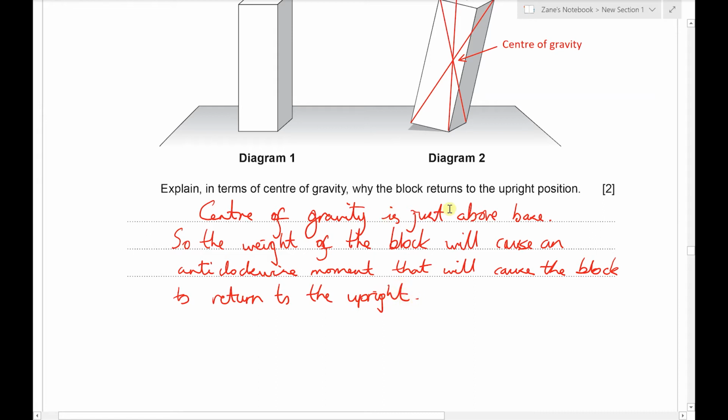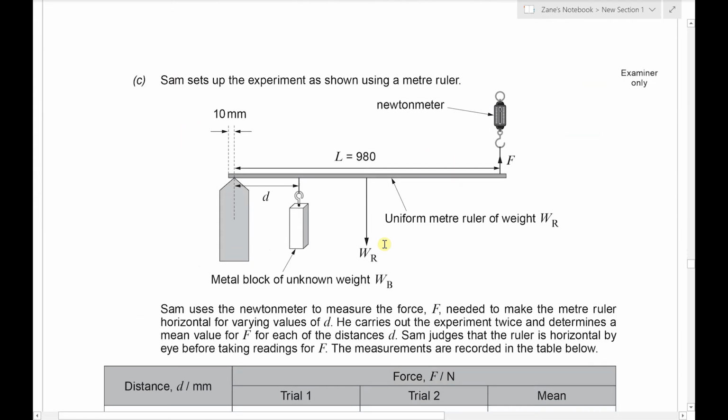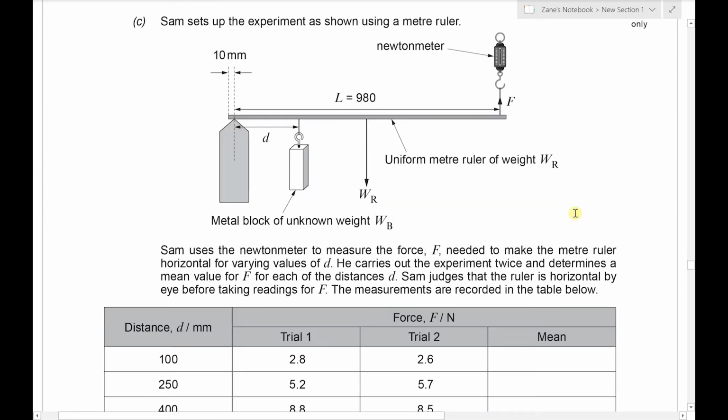If the block had been tilted any further, then that centre of gravity would now be past the base, and that would cause a clockwise moment which would cause the thing to topple. In the next part of the question, Sam sets up the experiment, and there's a diagram showing the apparatus here. This is 980 millimetres, the length of that part of the metre ruler, if you like.